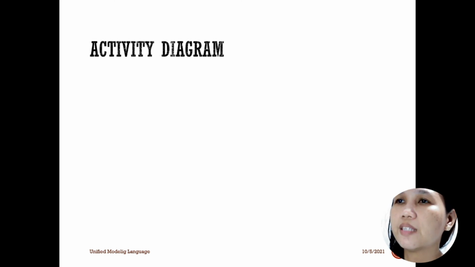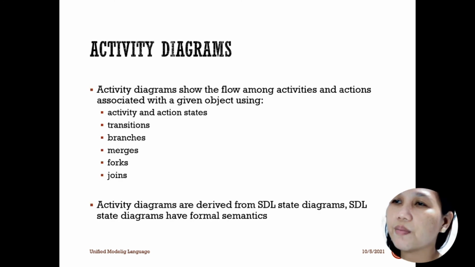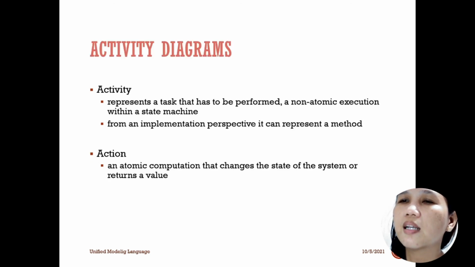So next is the activity diagram. An activity diagram shows the flow among activities and actions associated with a given object using activity and action states, transitions, branches, merges, forks, and joins. The activity diagram is derived from SDL or state diagrams that have formal semantics. An activity represents a task that has to be performed, and an action is the atomic computation which changes the state of the system or returns a value.